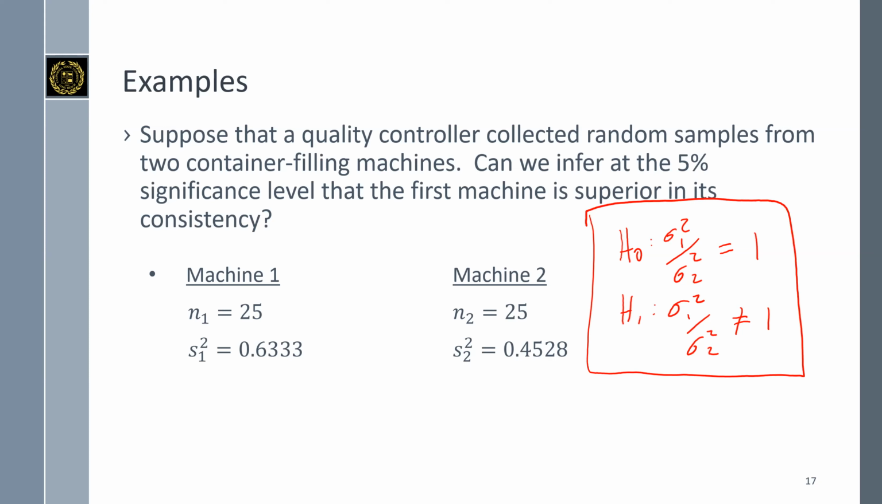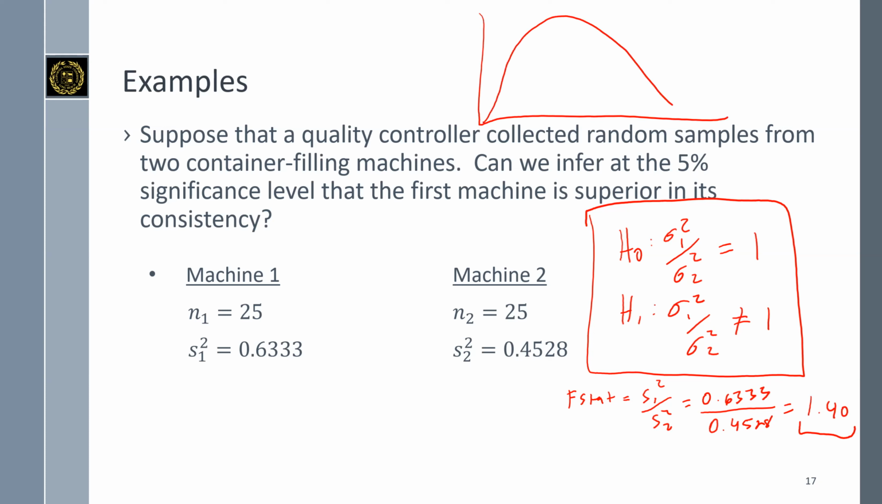All right, so you set up your null and your alternative. The next step, find your F critical value. So you know our F stat is your sample variance 1 divided by sample variance 2. So it's 0.6333 divided by 0.4528. What you should get as an answer is 1.40. So this is your F stat. This is your evidence. Now, if you see a not equal sign, you know this is a two-tailed test.